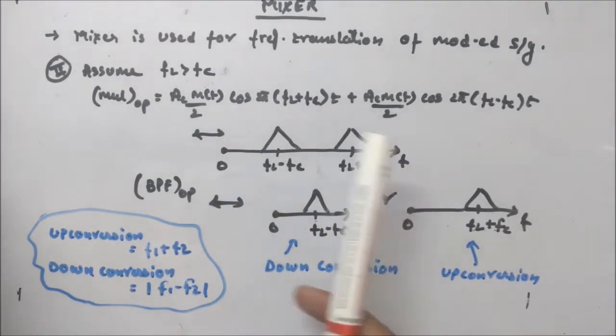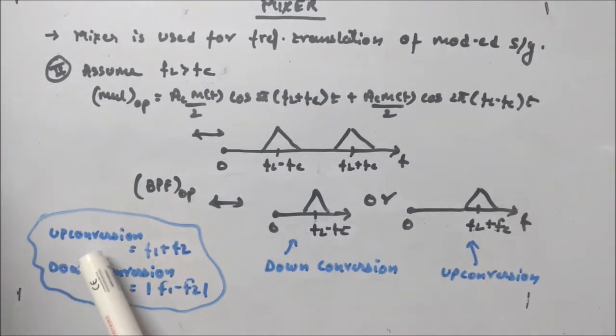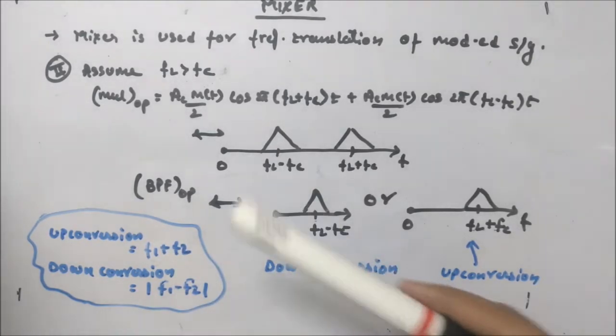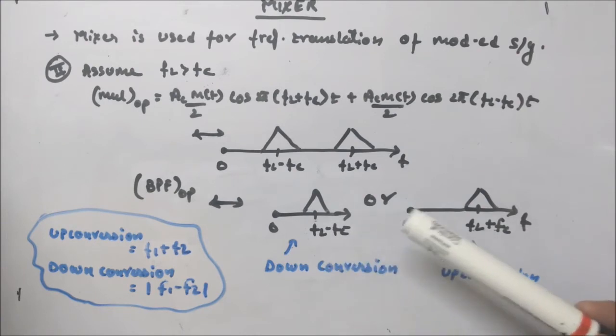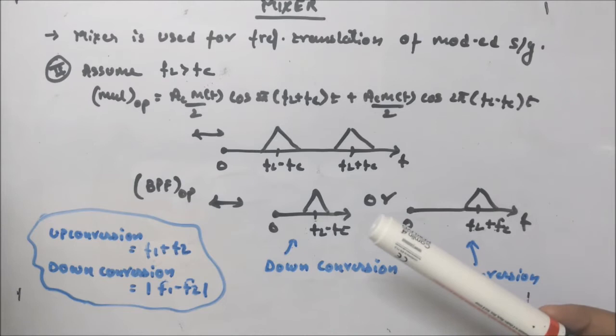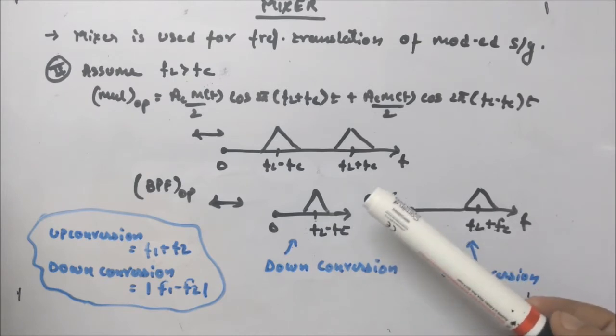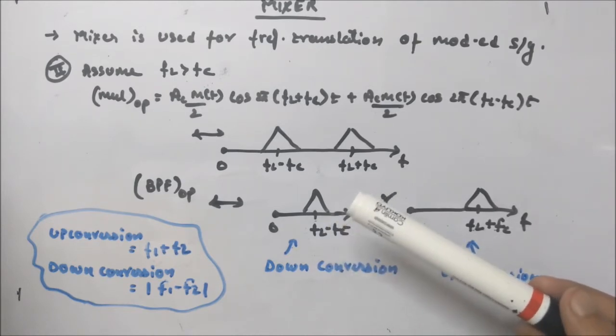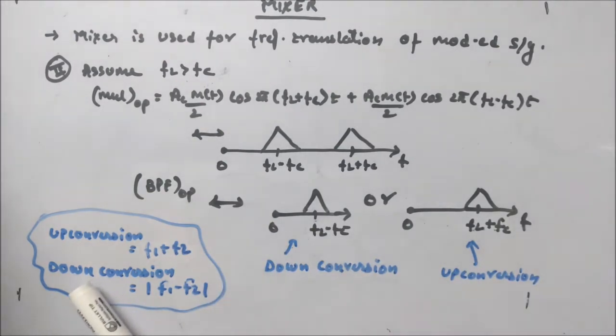Generalizing these two cases, we can say up conversion is when f1 plus f2 is there. Down conversion is when mod of f1 minus f2 is there, because the only difference is either fL minus fc or fc minus fL. The difference will be the same, and only the sign will be different. Frequency cannot be negative, so that is why we have kept the mod. That is how you see the mixer output.